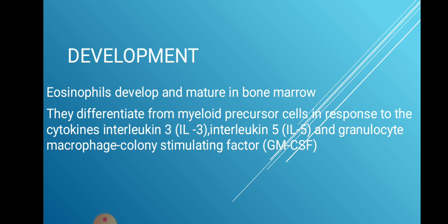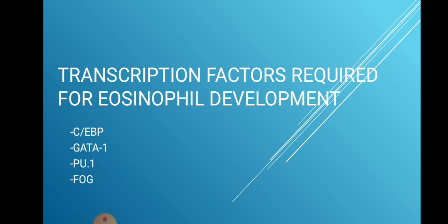Development. Eosinophils develop and mature in bone marrow. They differentiate from myeloid precursor cells in response to the cytokines interleukin 3, interleukin 5, and granulocyte macrophage colony stimulating factor. Transcription factors required for eosinophil development are CEBP, GATA1, PU1, FOG.